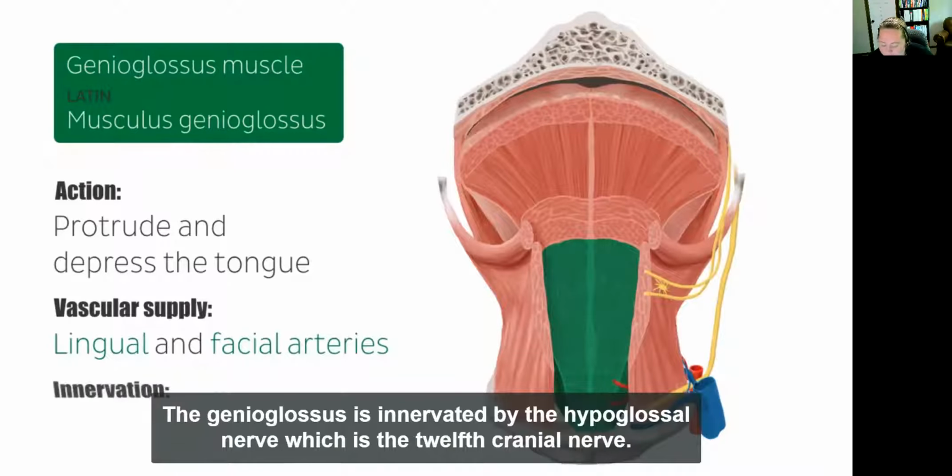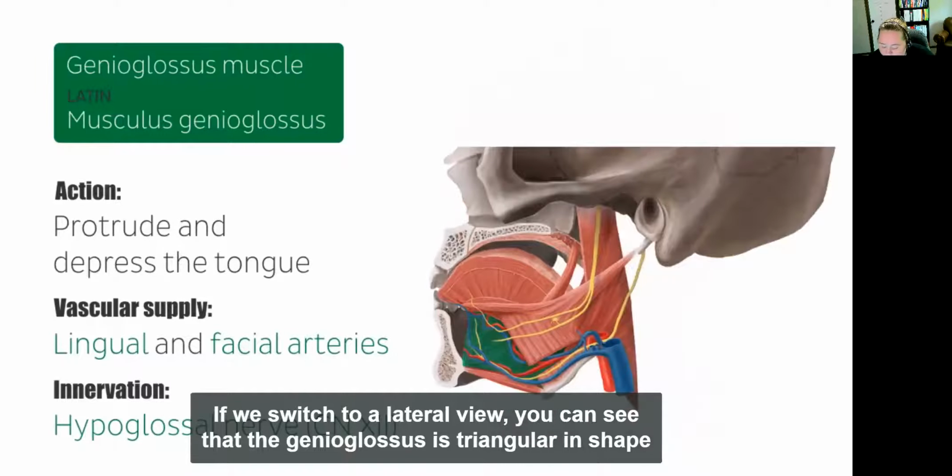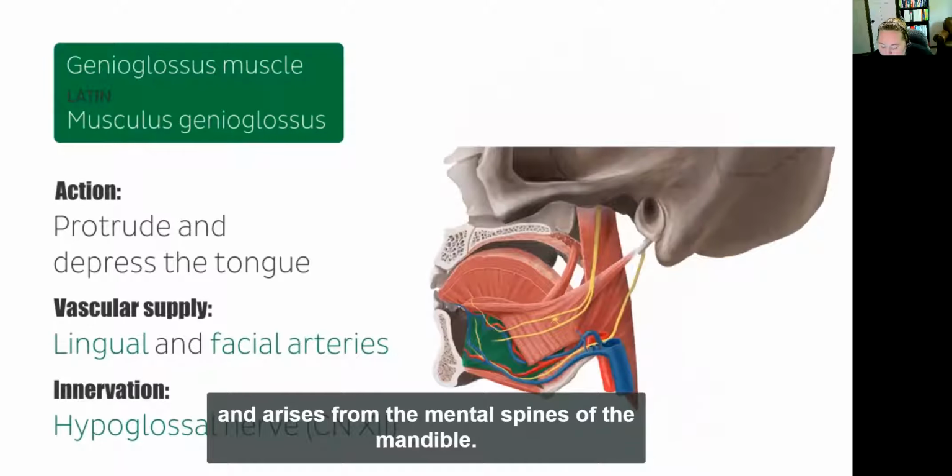The genioglossus is innervated by the hypoglossal nerve, which is the 12th cranial nerve. If we switch to a lateral view, you can see that the genioglossus is triangular in shape and arises from the mental spines of the mandible.